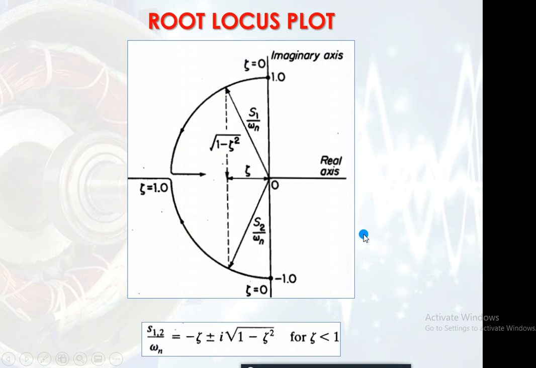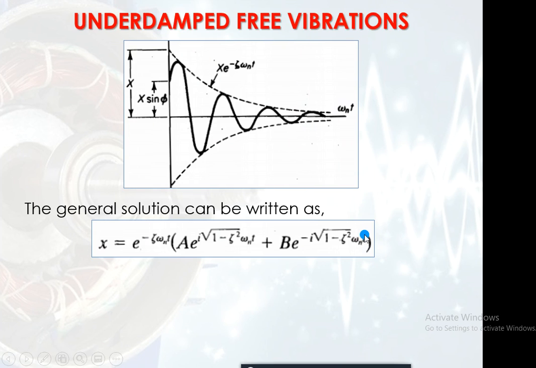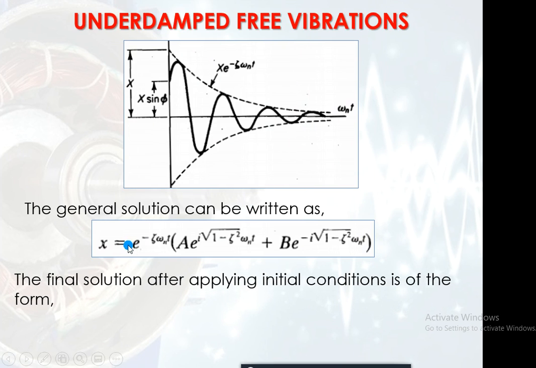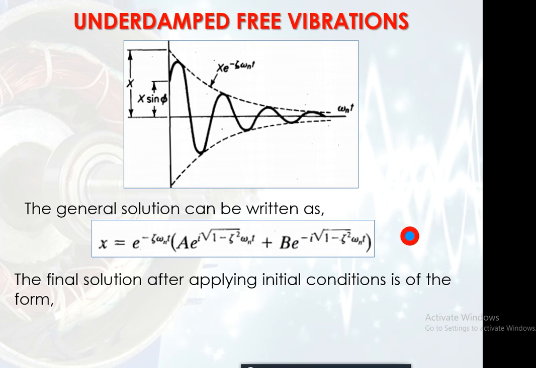expressions that was derived for the underdamped free vibration case was that x of t is equal to e to the power minus zeta omega n t, times A e to the power i square root of 1 minus zeta squared omega n t plus B e to the power minus i square root of 1 minus zeta squared omega n t. So this was the final expression that was derived for the underdamped case, and in this expression A and B are arbitrary constants that can be easily found from the initial conditions.